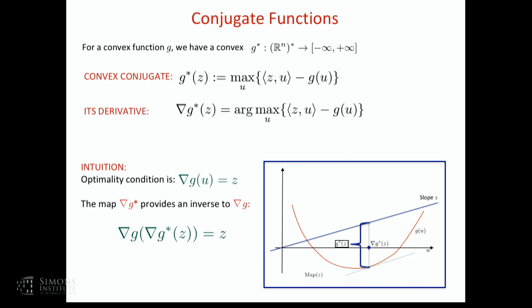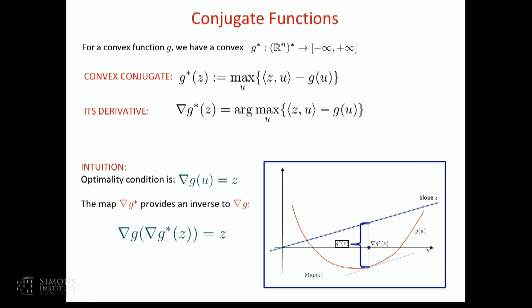More interesting than g star of z is what the gradient of g star of z is. So let's think about that. By optimality conditions, think about the maximizer u for this expression. The maximizer u has to obey this first order condition: if I differentiate here, I get that the gradient of g at my maximizer must equal z. And it turns out that this maximizer u is actually the gradient of g star. So all of that to say that the easiest way I have to think about this conjugate function, under mild assumptions, and this actually only works for strictly convex functions, is that the gradient of g star is the inverse of the gradient of g.